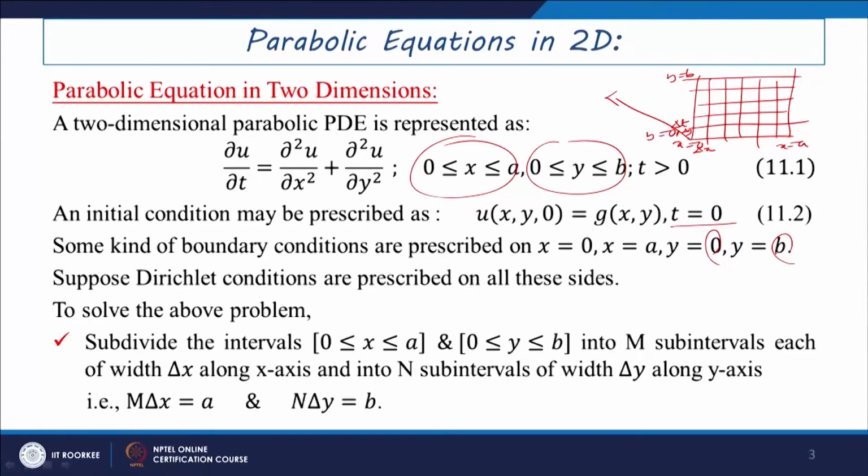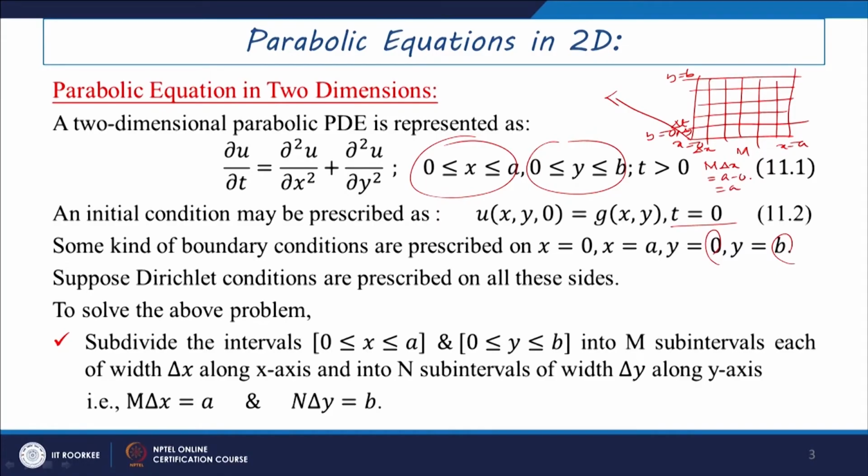To solve the above problem, if we go for the solution method, first we have to subdivide the intervals x lies between 0 to a and y lies between 0 to b into m sub intervals in the x direction and n sub intervals in the y direction, each of width del x in the x direction and del y in the y direction. Hence, since we are considering m subdivisions in the x direction, we can write this total length as m del x. This can be defined as a minus 0, that is a.